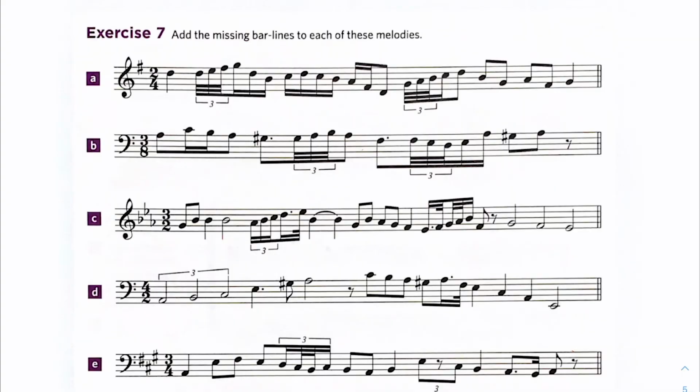Let's turn to the next page. Exercise 7. Add the missing bar lines to each of these melodies. So here we are going to add the missing bar lines based on the time signature. Question A, 2/4 time, meaning 2 crotchet beats in every bar. So we are going to put in a bar line after every 2 crotchets.